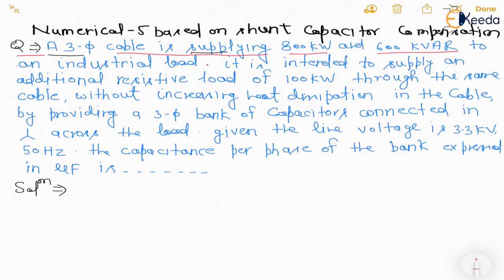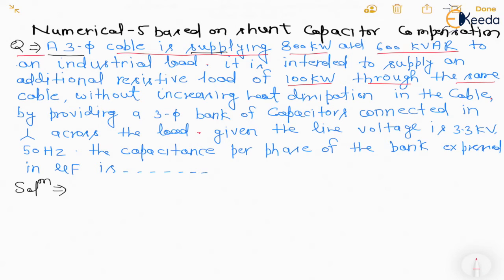It is intended to supply an additional resistive load of 100 kilowatt through the same cable without increasing heat dissipation in the cable, by providing a three-phase bank of capacitors connected in star across the load. Given the line voltage is 3.3 kV, 50 Hz, the capacitance per phase of the bank expressed in microfarad is?